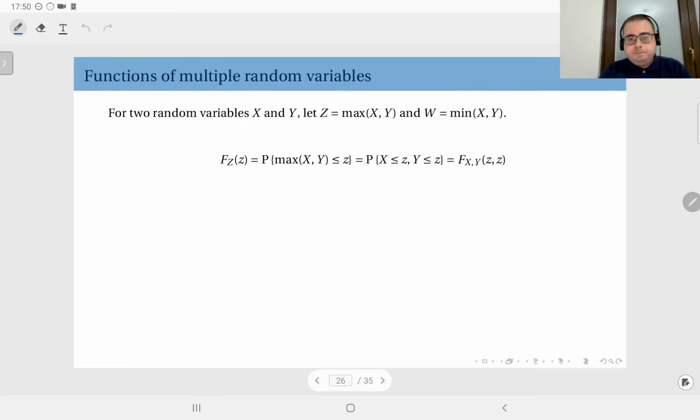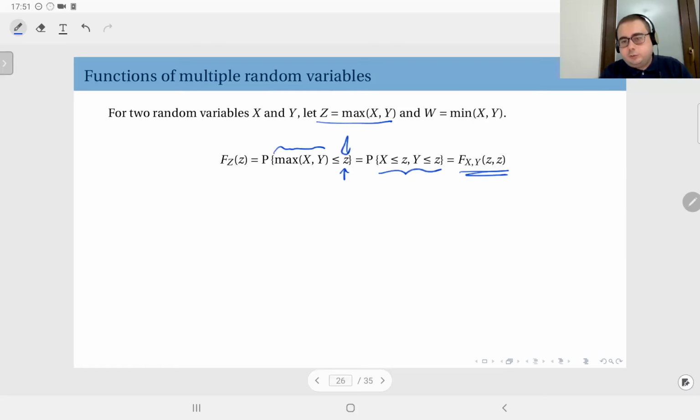Okay. To write the CDF of z, the marginal CDF of z, by definition, this is the probability that random variable z is less than or equal to parameter z, and random variable z is defined as the maximum of x and y, okay? And since the maximum of x and y is less than or equal to the parameter z, this means that both of them, both x and y, are less than or equal to z, okay?